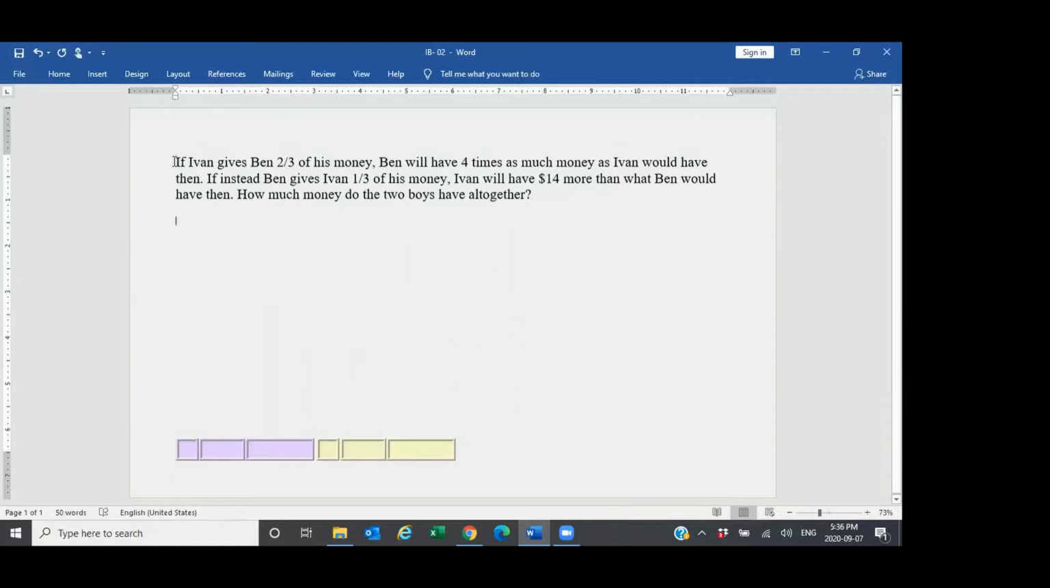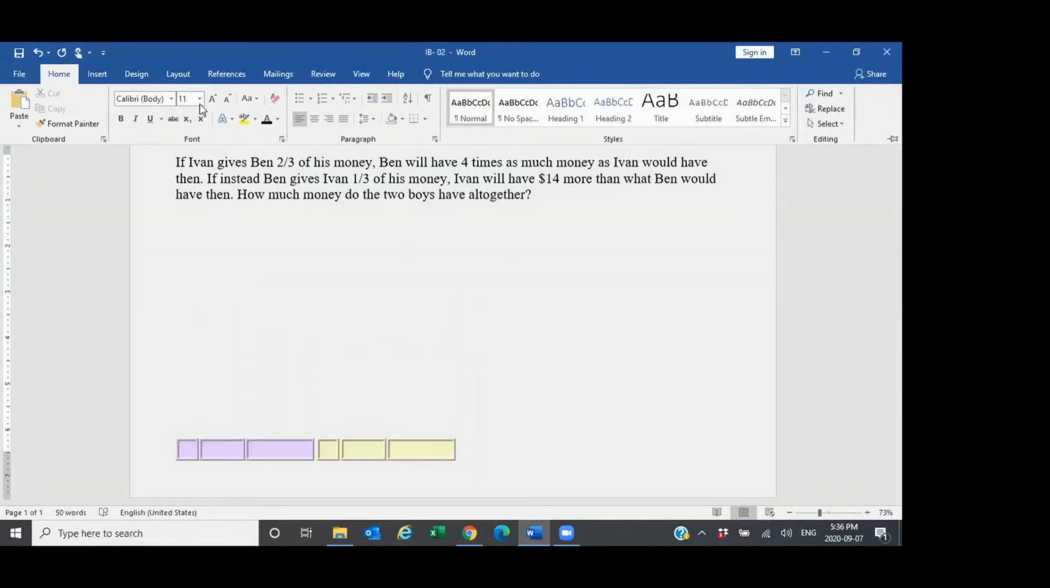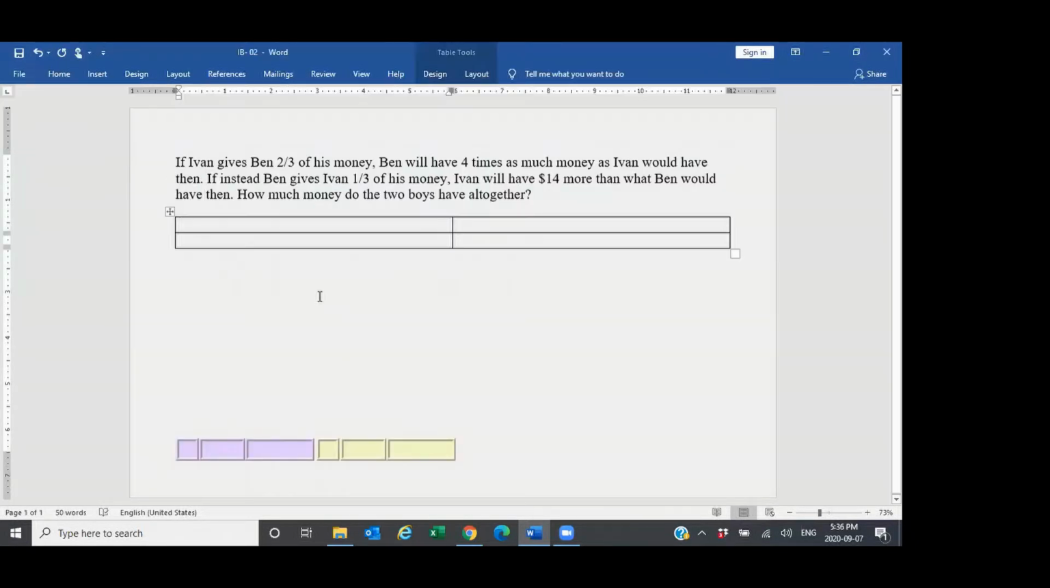Alright, the question says if Ivan gives Ben, and if Ben gives Ivan. So really, this is just telling us to find how much money they had in the original scenario. But to find that, we're going to need to do the whole question. All right, so first I'll just do a table so we can really see.